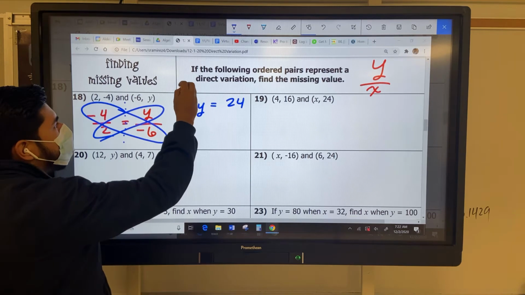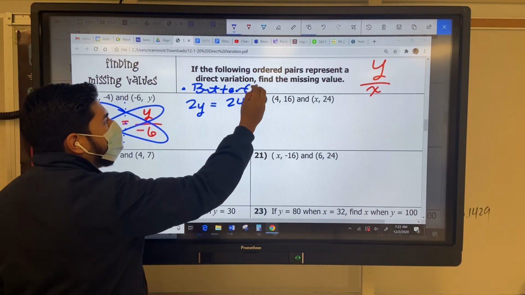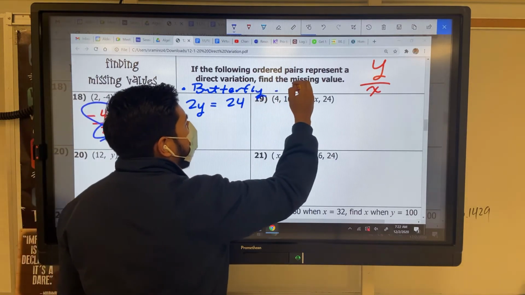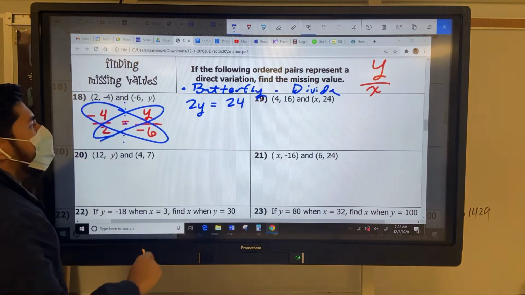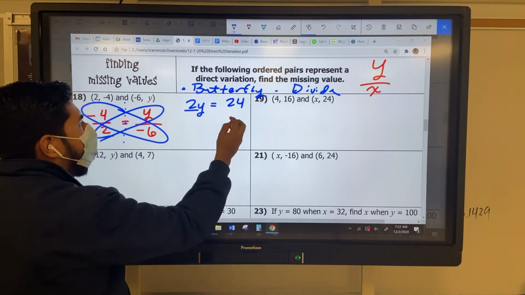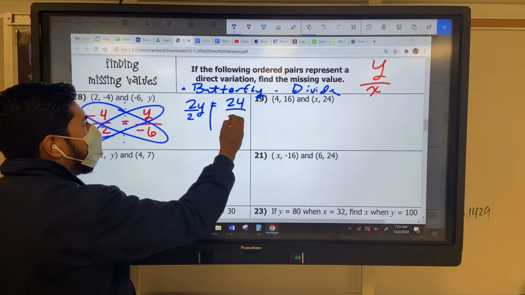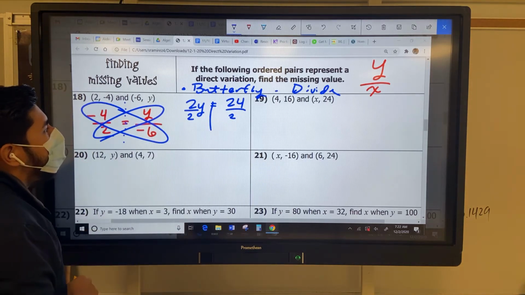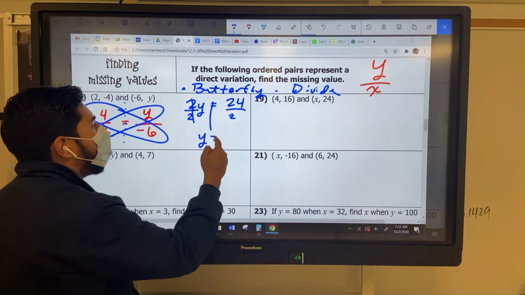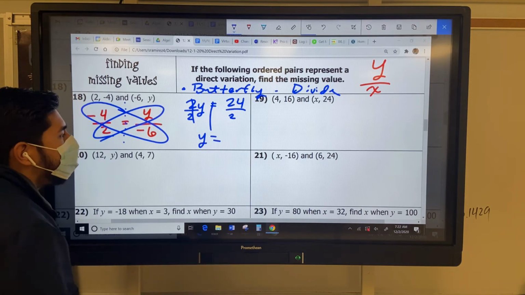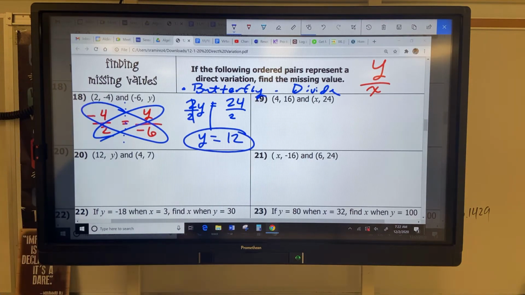So make sure 2 steps. Butterfly, and then divide. 2 steps. Let's divide. Boom, boom. What am I dividing by? 2. 2 because that's a number in front of my variable. This crosses out. Should get y equals 24 divided by 2. Y is 12. Boom.